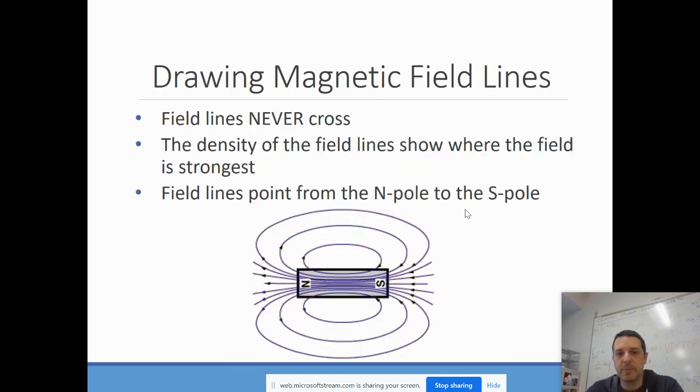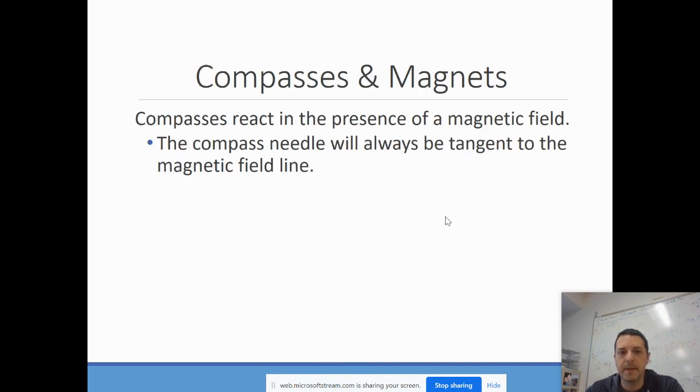A couple things about drawing field lines. First of all, we never cross any lines. It's very similar to electric field lines. The density of the field lines tells you where the magnetic field is strongest. And the field lines always start on the north pole and always end on the south pole.